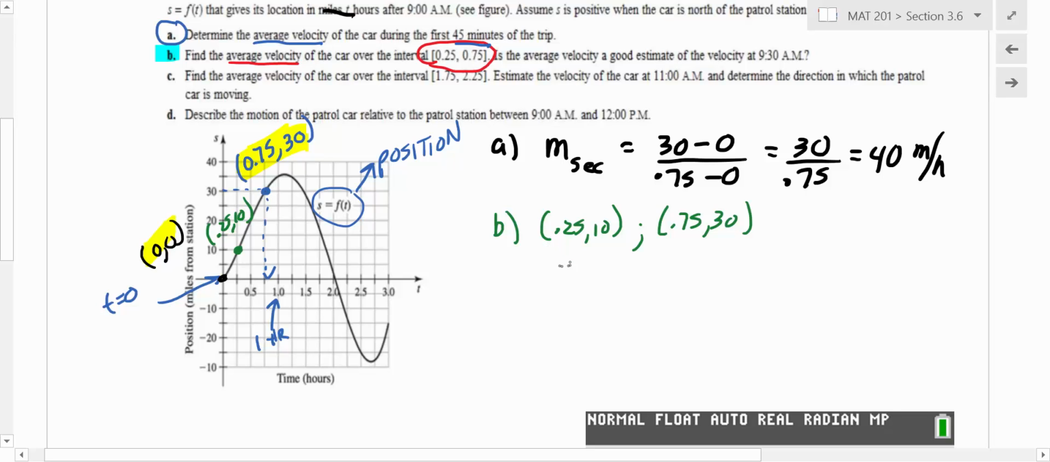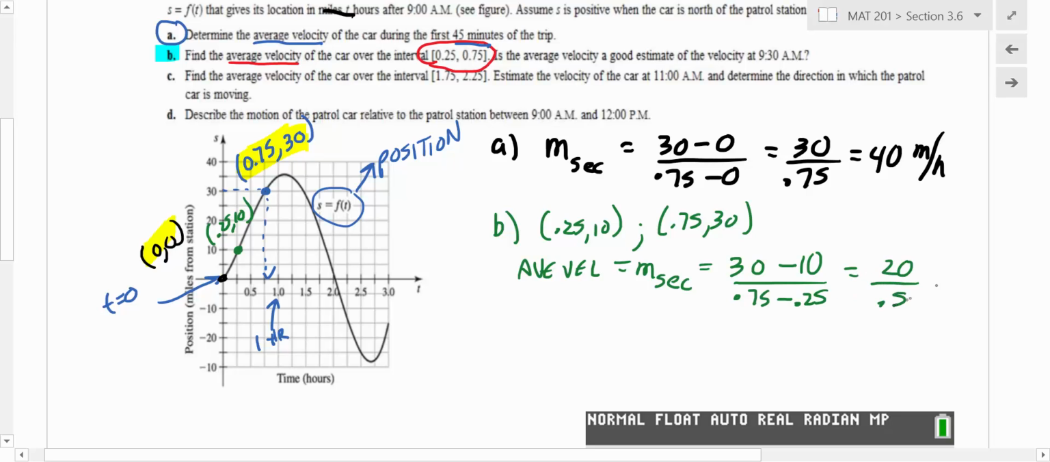So we do the same thing. When we do this average velocity, that's the slope of the secant line. So we just crunch that out. Same thing, slope formula: 30 minus 10 over 0.75 minus 0.25. That's 20 over 0.5, so that would be 40 miles per hour. It's the same idea. Now, is that a good estimation for the velocity at 9:30? The beginning's 9 o'clock, so a half hour later, you'd be at 9:30 right there.